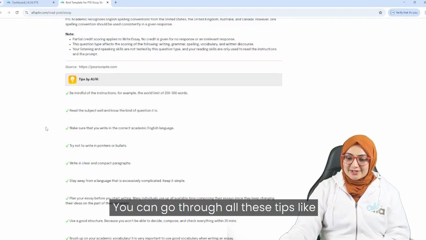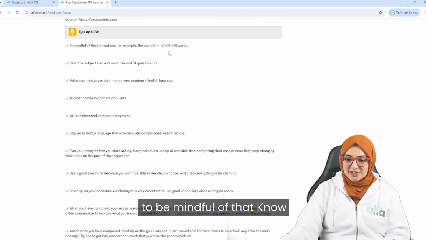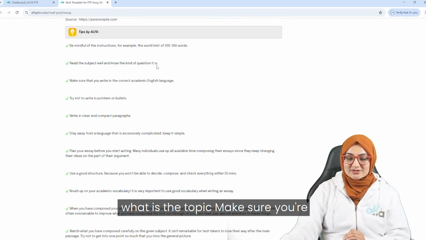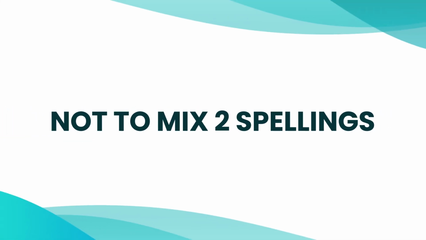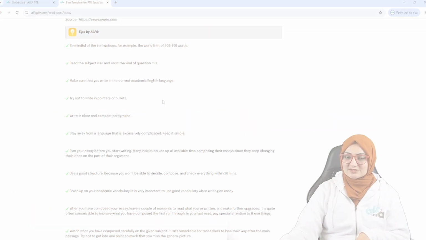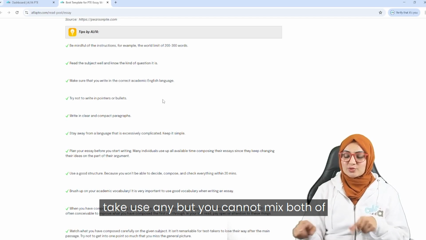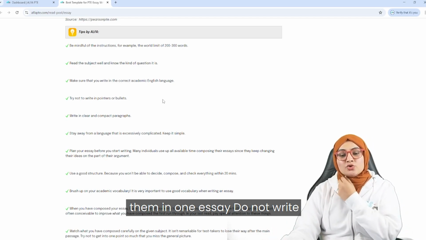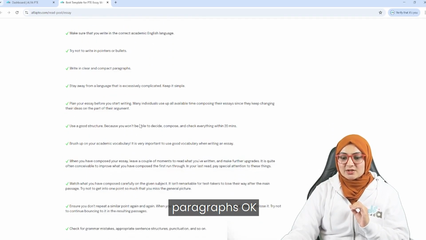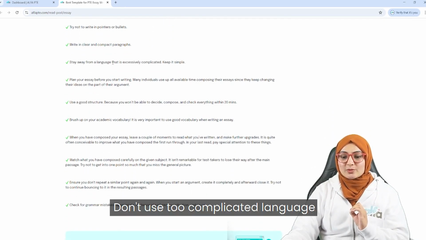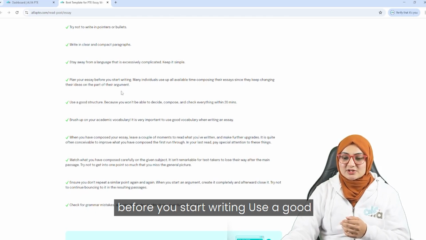You can go through all these tips. The word limit is very important, you need to be mindful of that. Know what the topic is. Make sure you're writing proper academic English. Try not to mix two spellings, like British and American spelling. You can use either, but you cannot mix both in one essay. Do not write in bullet points, write in clear paragraphs. Don't use too complicated language. Keep it simple. Plan your essay before you start writing.